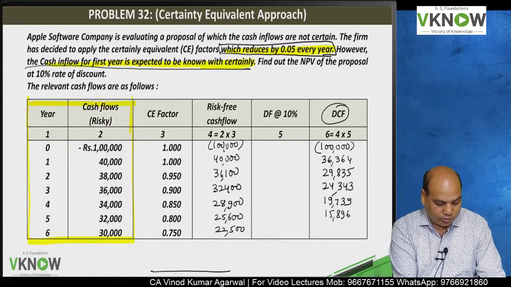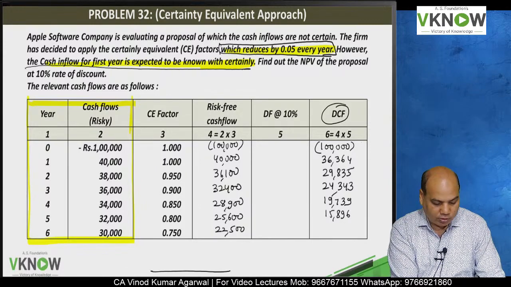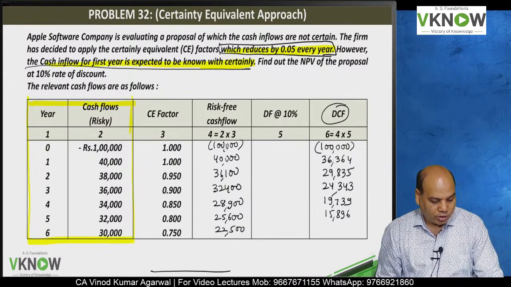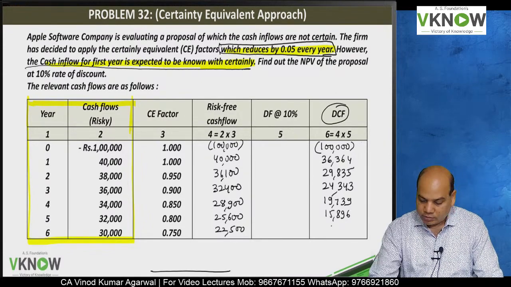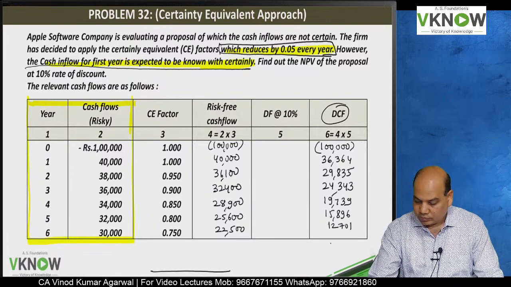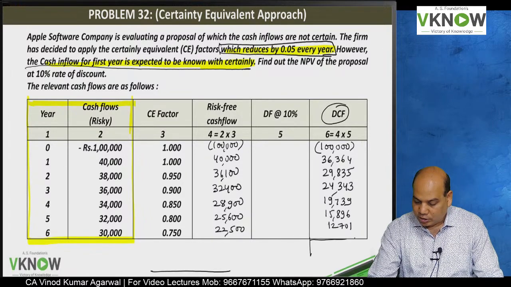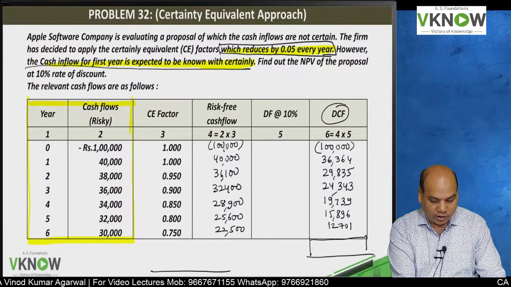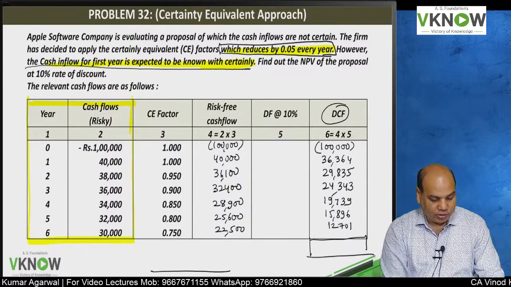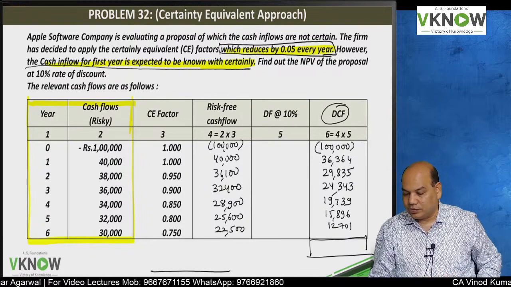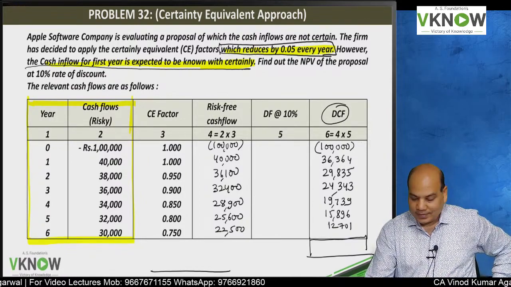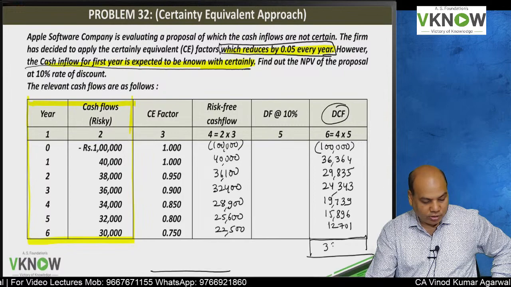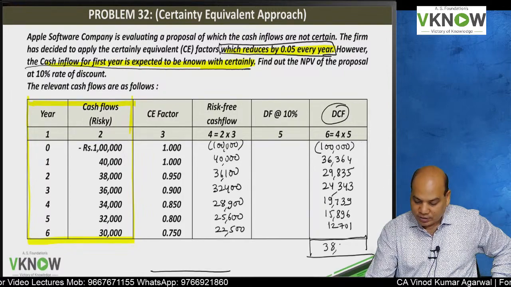Okay, one more, 22,500 divided by 1.10, 6 times equal to memory plus, 12,701. Memory recall now, memory recall minus 1 lakh equal to, answer please, answer check. I have got 38,876.